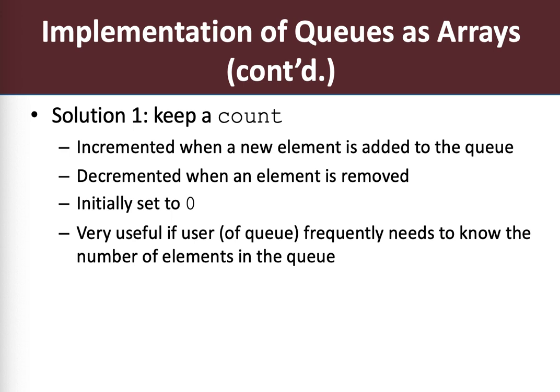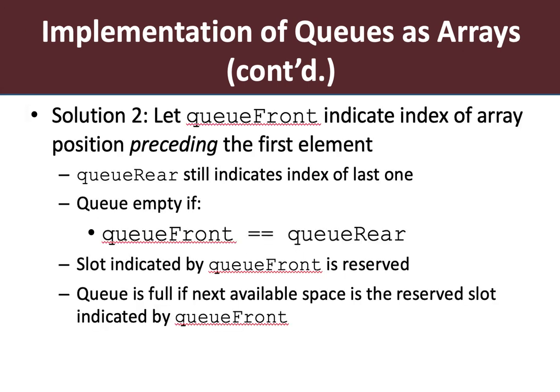This solution is very useful if the user of the queue frequently needs to know the number of elements in the queue. There is also another solution, and that is to let queueFront indicate the index of the array position preceding the first element of the queue, rather than the index of the actual first element itself.